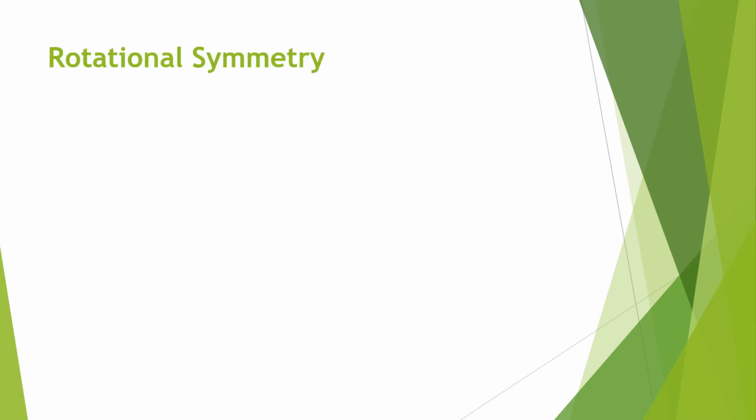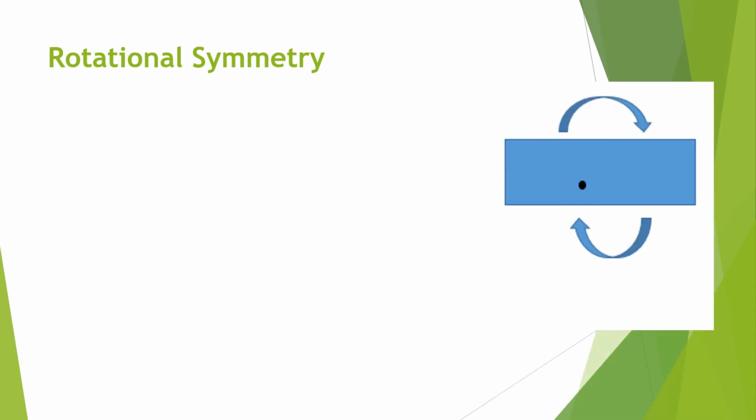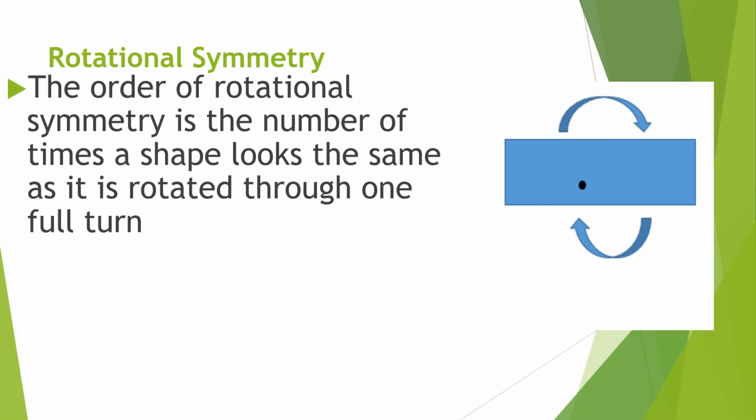Let us look at rotational symmetry. What is rotational symmetry? The order of rotational symmetry is the number of times a shape looks exactly the same as it is rotated through one full turn. When we are talking about a full turn, we are talking about 360 degrees rotation.